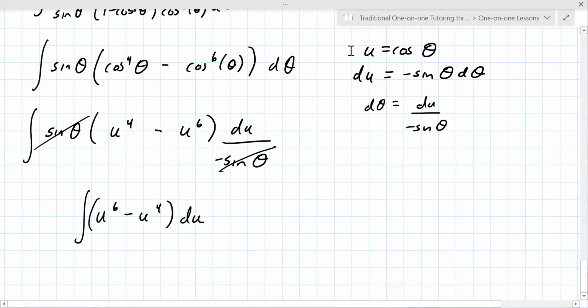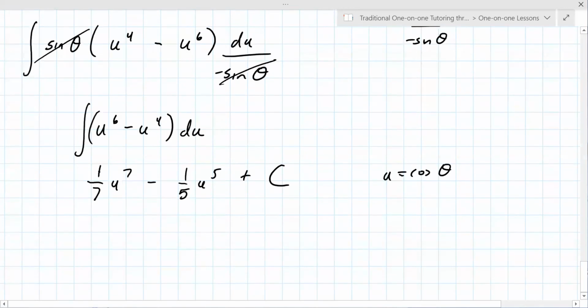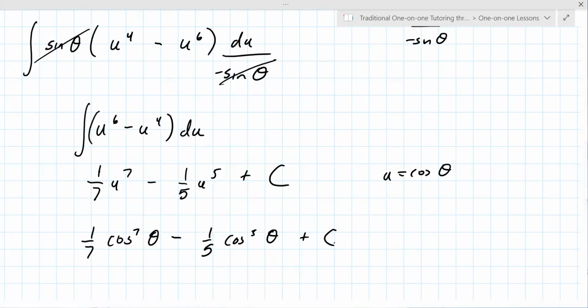Okay, so that's 1/7 u to the 7th minus 1/5 u to the 5th plus c, and then you back substitute your cosine theta, and so 1/7 cosine to the 7th theta minus 1/5 cosine to the 5th theta plus c. Okay.